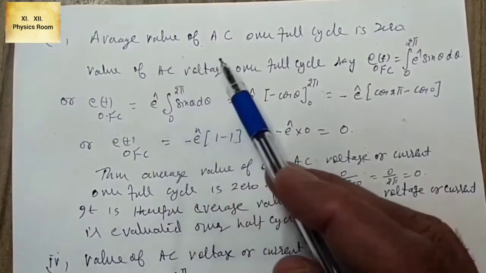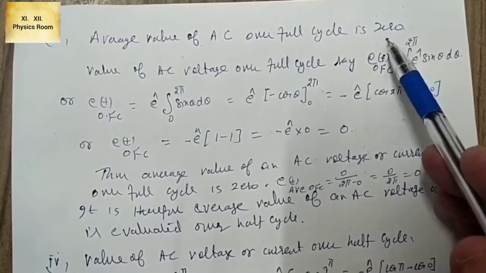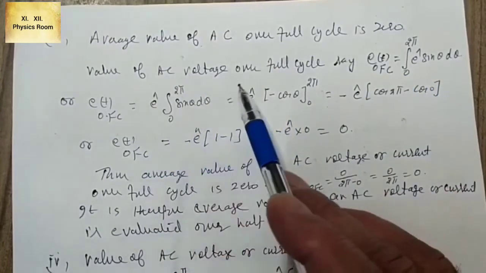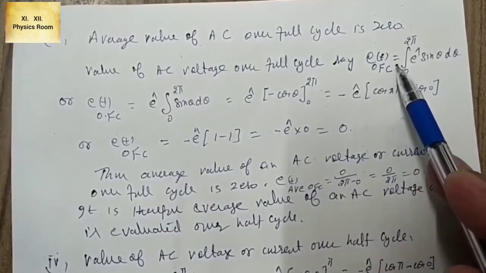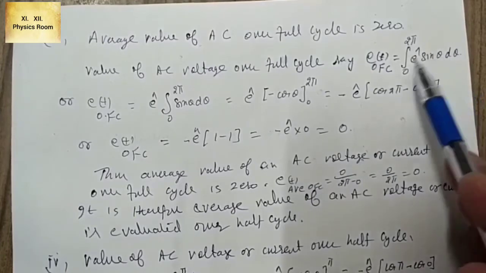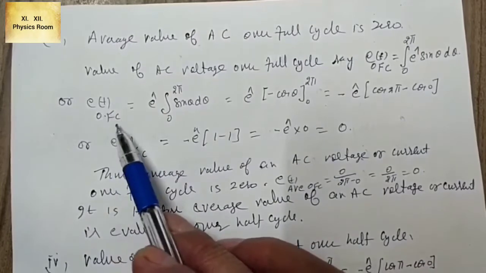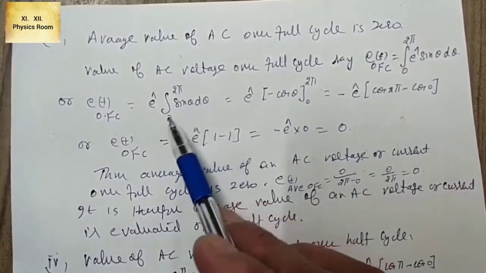Now the average value of AC over a full cycle is 0. We will first prove this. So the value of AC voltage over a full cycle, say E(t) over full cycle, is equal to the integral from 0 to 2 pi of E max sine theta d theta. So 0 to 2 pi is the full cycle. We evaluate it: E(t) over full cycle is equal to E max, we take out of the integral, sine theta d theta, 0 to 2 pi.